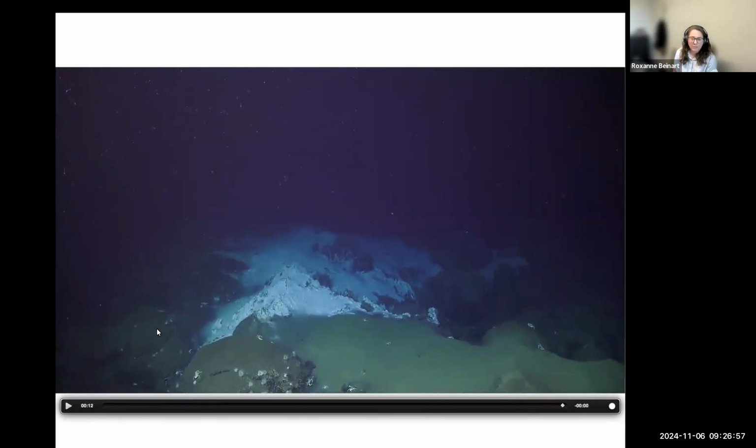You can see there's some white microbial growth that had already started to occur. There's still venting going on at these sites. We see active chimneys, we see diffuse flows. And so you see this microbial growth commonly at these sites.